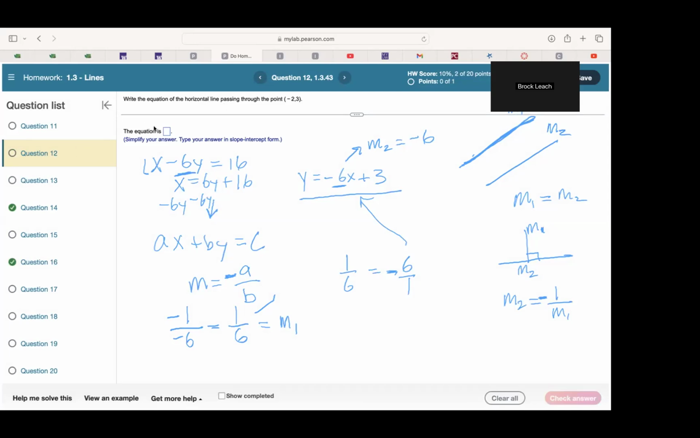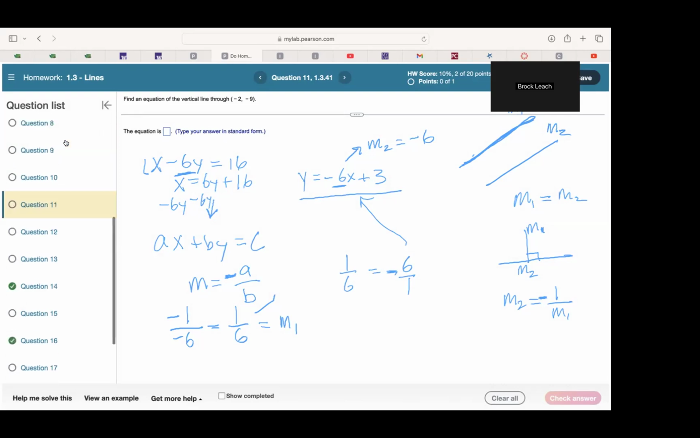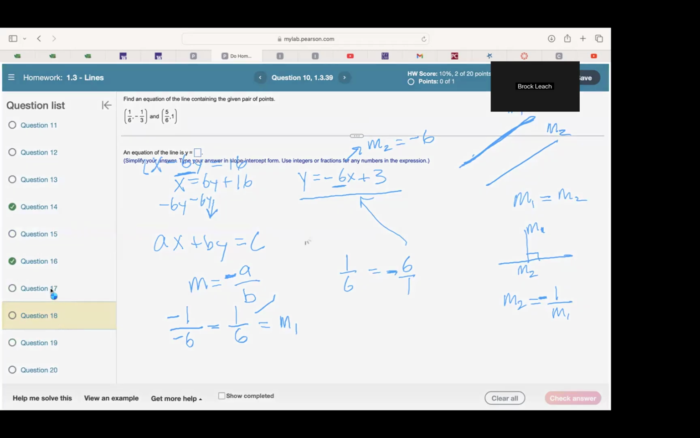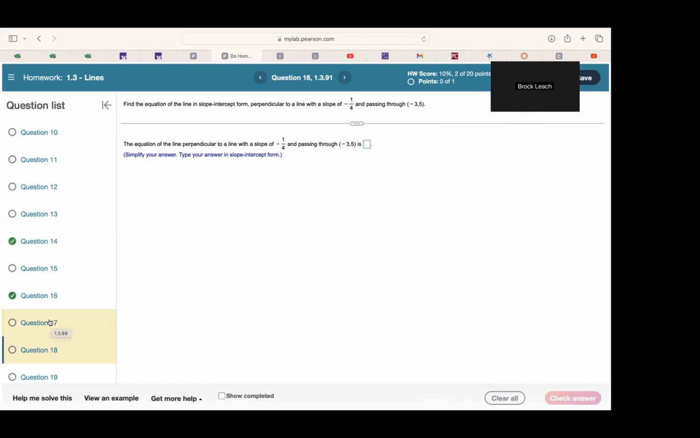Here we go. That's a horizontal line. That's a vertical line. All right, okay, here we go. Just want to go over this. Finding the equation of a line.